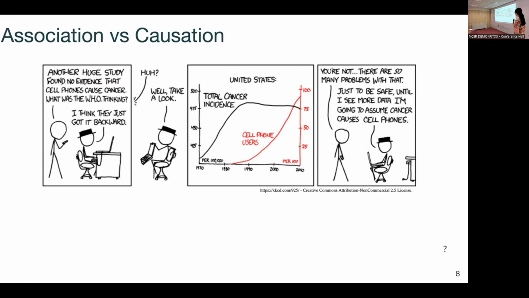So that is this XKCD comic. I really like this, so you can read really fast. And I want to discuss it in the end here, so let me just go quickly. Basically it says that there is no evidence, so another huge study found no evidence that cell phones cause cancer. And so that is this graph that basically has almost the same trend.